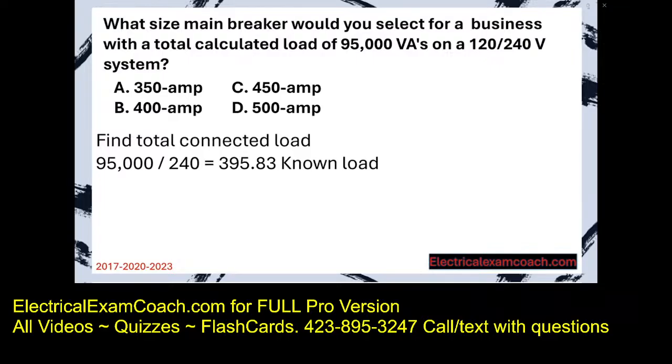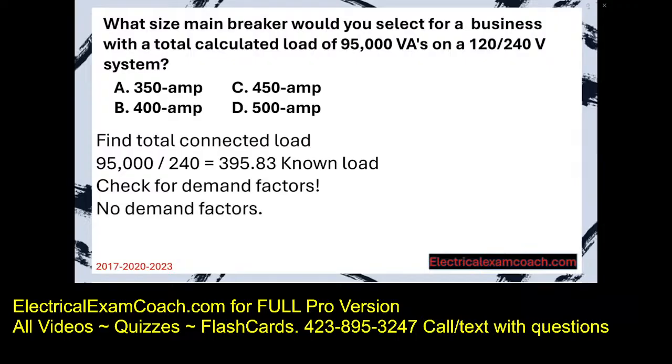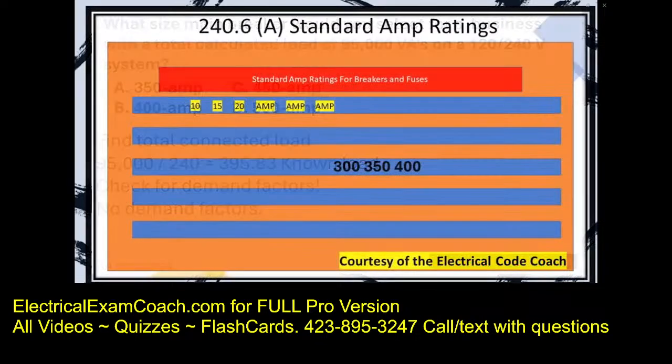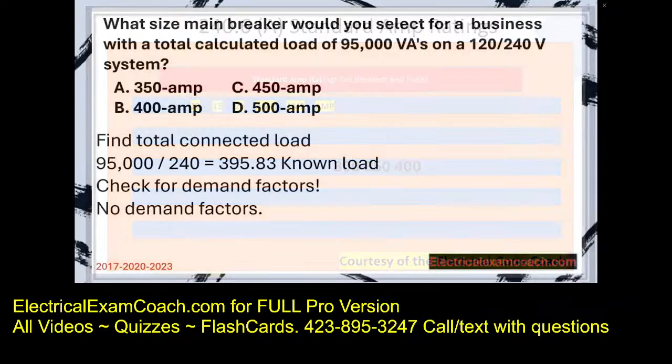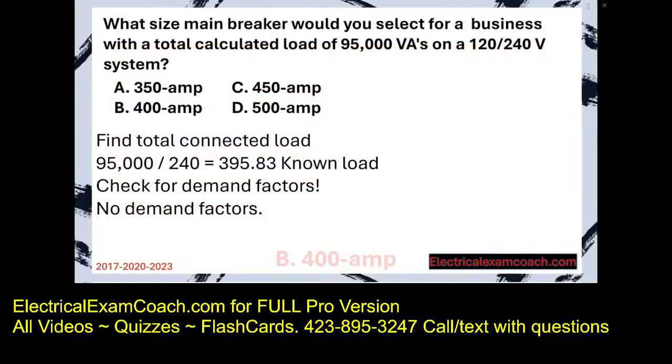Now we check for demand factors. And whether it's a home or a business, all the demand factors were already performed to get that original 95,000 number. So there are no more demand factors. Now we head to table 240.6(A) and we choose the next standard size breaker. And this would be a 400 amp breaker. This would also be a 400 amp service.